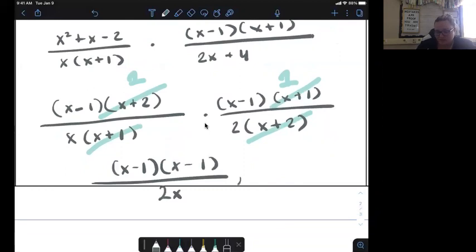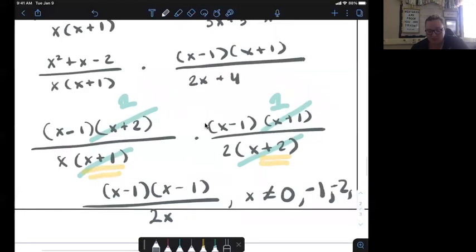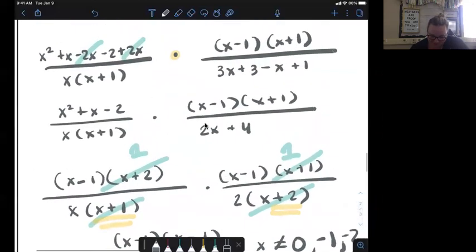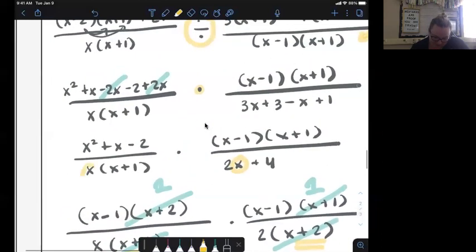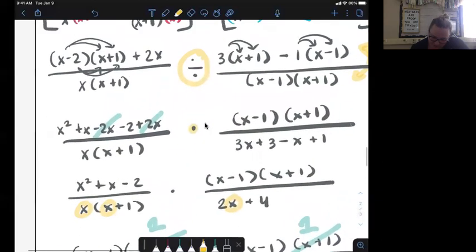But then we also have to list all of our restrictions. What is x not allowed to be? Well, in our final answer, 2 times 0 would be 0, so x can't be 0 here. Up here, before we started simplifying, x plus 1, negative 1 would make that 0, so that's not allowed. And x plus 2, negative 2 would make that 0. That's not allowed. So remember, we're just checking our denominators. So negative 2 would make this 0. That's not allowed. We already have it though. And negative 1 and 0, we already have that.